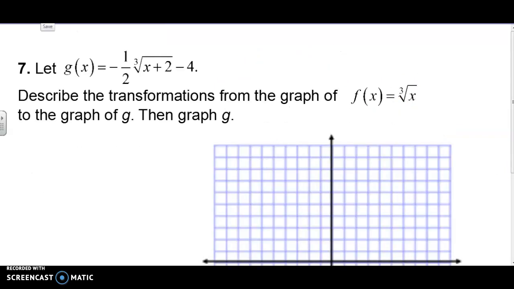So try this one out on your own. See what you get here. Pause the screen. You're going to describe the transformations and then try and graph it with these 3 transformations that are happening. When you're ready, press play and we'll watch the answer come up.